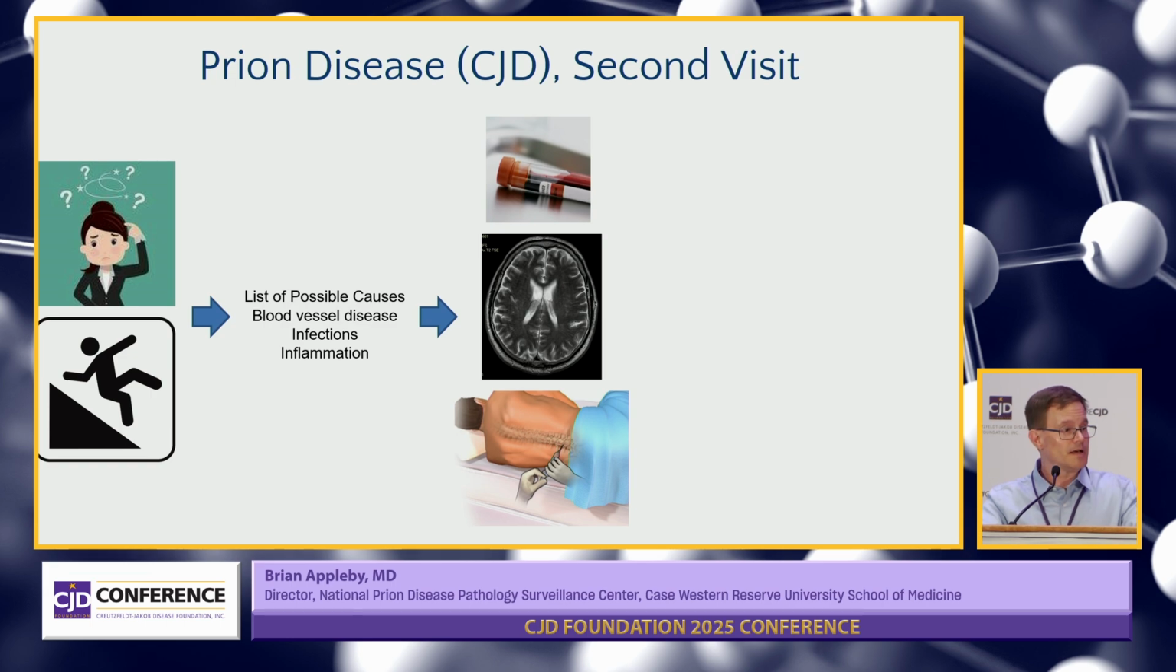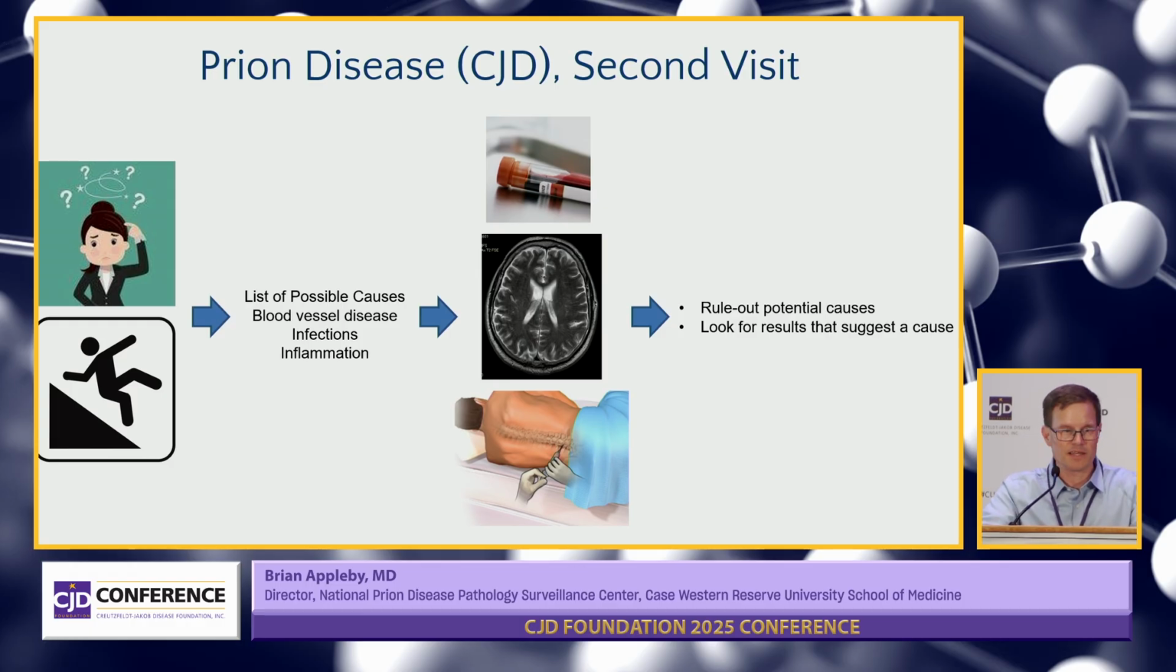That's going to result in a cascade of other diagnostic tests, things like more blood tests, brain MRIs, maybe even a lumbar puncture or a spinal tap. And again, we're always going to rule out the list of potential causes and look for results that suggest a cause. So that takes time. The key thing here is time is really important for diagnosis. In fact, a common thing that we like to say is sometimes time is actually the best diagnostic tool we have. Families don't like to hear that, of course, because time is valuable. But sometimes we don't know what test to order unless we see how symptoms evolve.